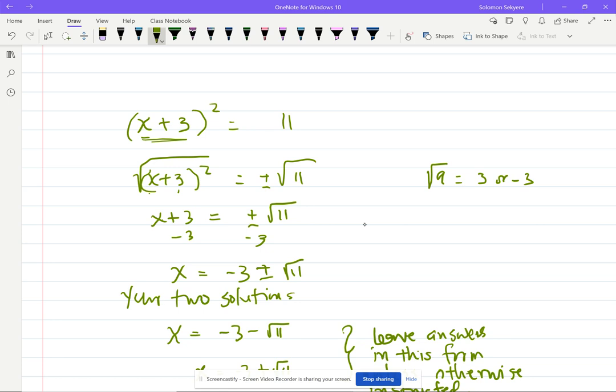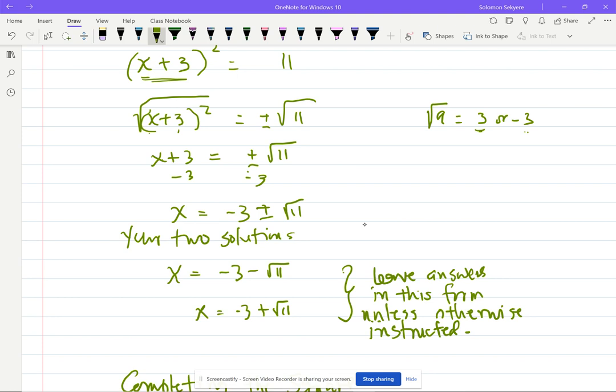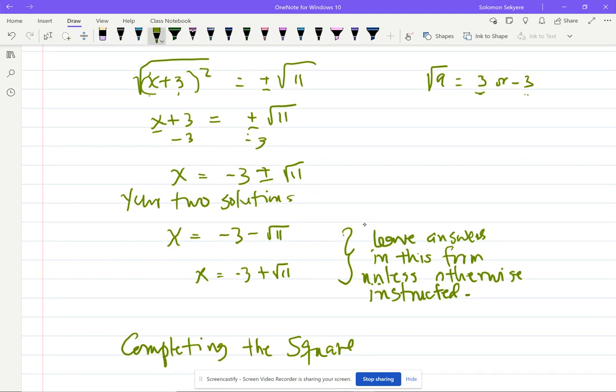Remember, the square root of 9 is not just 3, it's 3 or negative 3. So you're going to have plus or minus square root of 11. We are solving for x, so we need to remove this 3. We subtract 3 from both sides, and you end up with x = -3 ± √11. So your two solutions are x = -3 - √11, that's the negative part, and also x = -3 + √11.